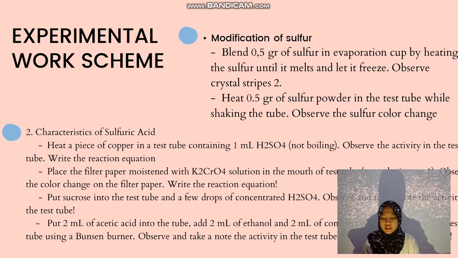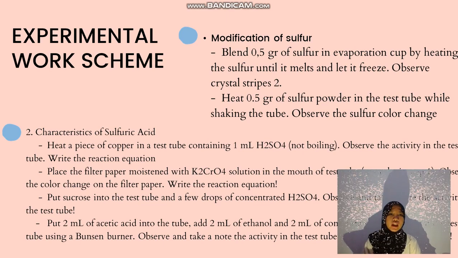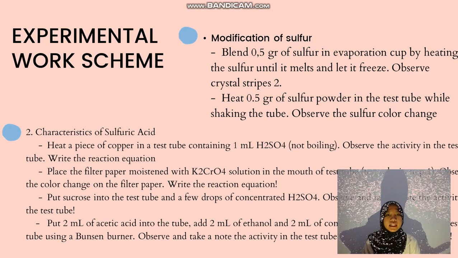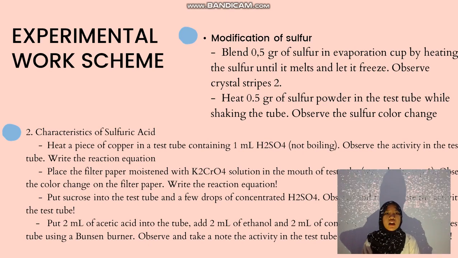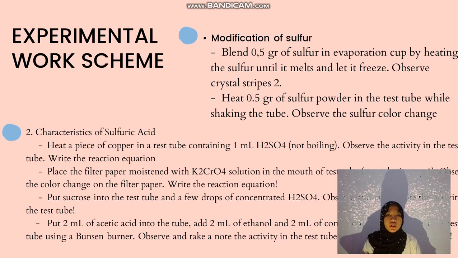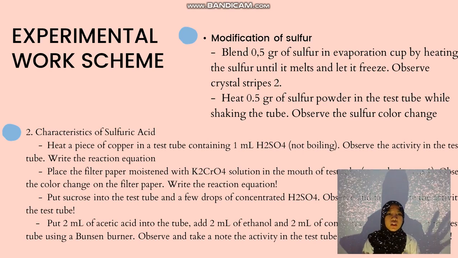Experimental work scheme. There are 2 treatments. First, modification of sulfur. Blend 0.5 grams of sulfur in an evaporating dish by heating the sulfur until it melts and let it freeze. Observe the crystal. Second, add 0.5 grams of sulfur powder in the test tube while shaking the tube. Observe the sulfur color change.